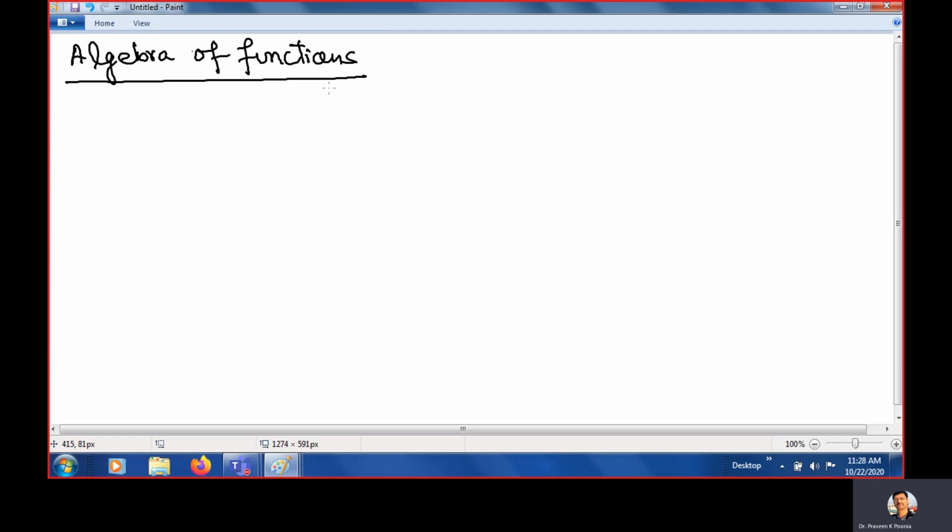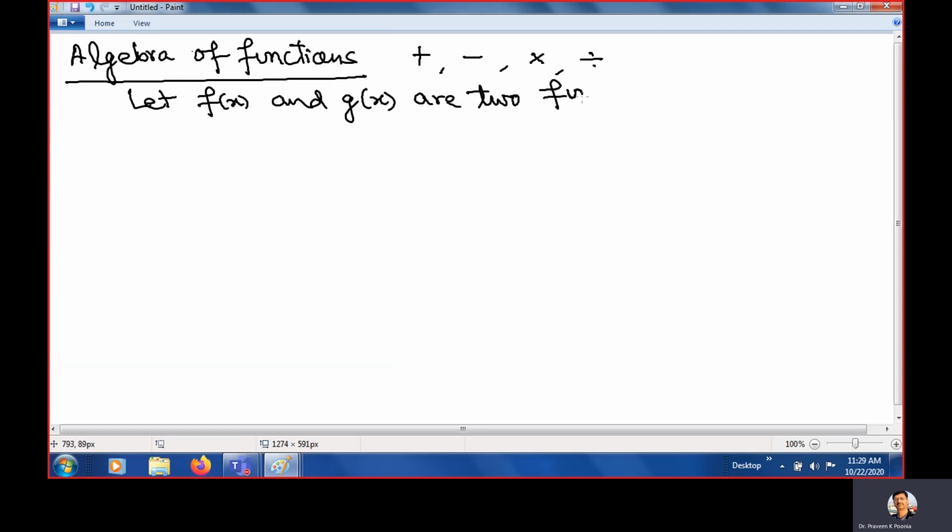When we hear this word algebra, four things come to our mind: plus, minus, times, and divide. This algebra of numbers we study in basic mathematics. We are now studying algebra of functions. So algebra of functions means, let f(x) and g(x) be two functions. Then algebra means, what will be the first one?